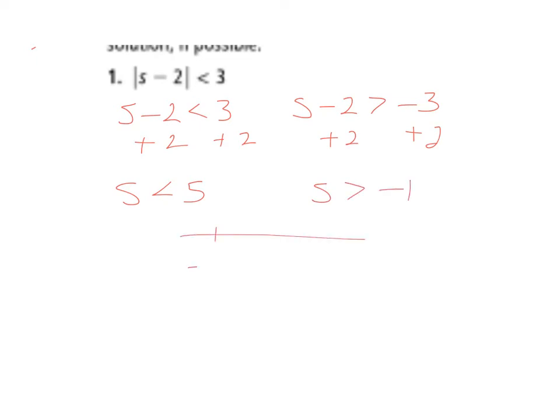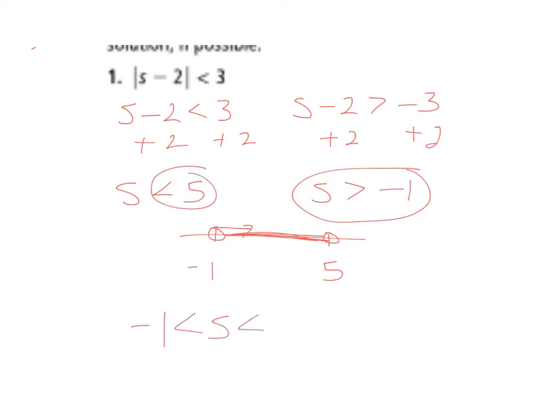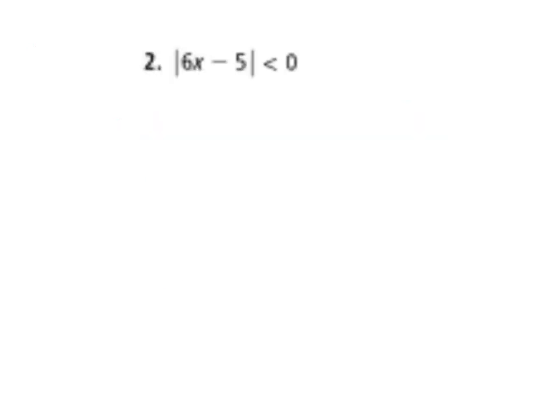Graphing this at negative 1, I have an open circle going to the right. Positive 5, I have an open circle going to the left. So this is an AND. Whenever we have the ANDs, we're going to take the lowest one and flip it. That's going to give me negative 1 less than s less than 5. So here is the correct compound inequality, and here is the correct graph.